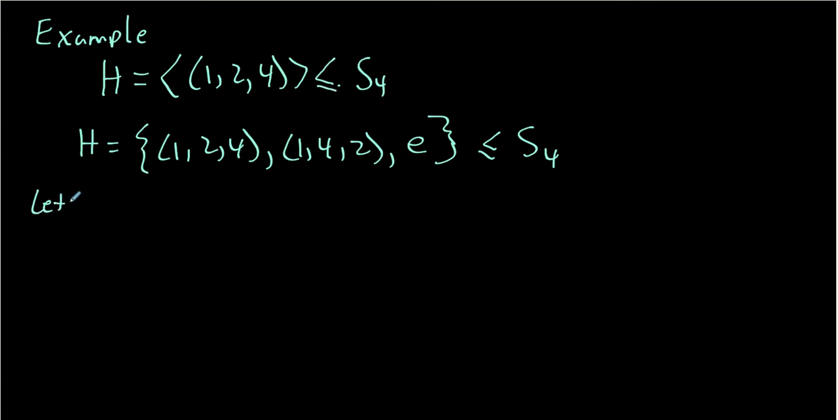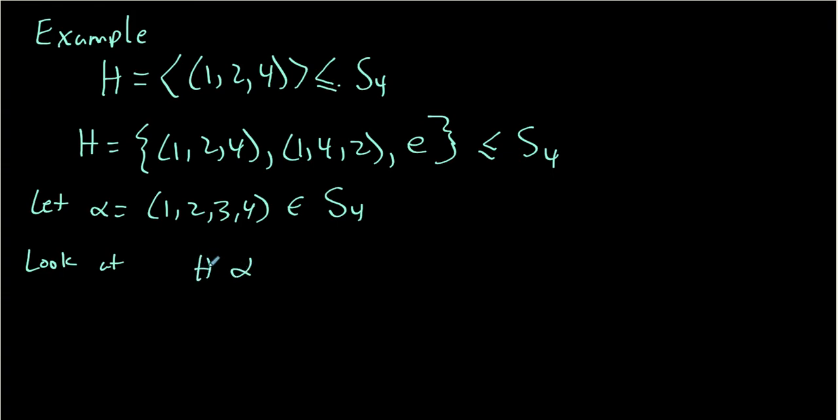Let alpha be a 4-cycle, 1, 2, 3, 4. That's clearly an element of S4. What I want to do is first do alpha, then do the subgroup H, and then do alpha inverse. And also first do alpha inverse, then do H, and then do alpha. I would like you to stop the video right now, and once you have the video stopped, find these two conjugate subsets, and then restart the video.